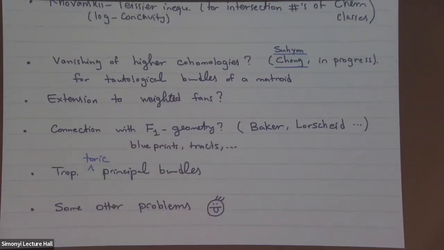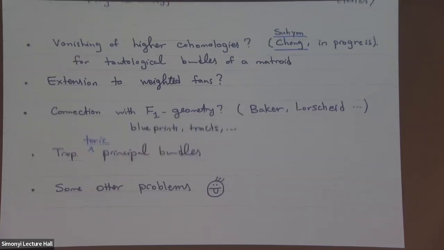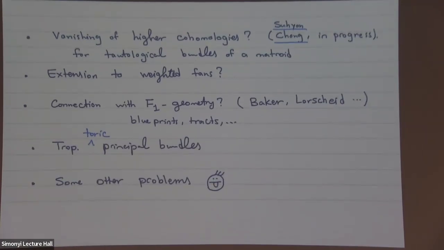And then an interesting question, which I'm sure Diane is also interested in, is extension to other tropical varieties or base weighted fans, or connections to F1 geometry. Does this definition fit into the general framework of Matt and Oliver and others? And I think I can stop here. And also this definition should go through to define tropical principal bundles for Coxeter matroids.